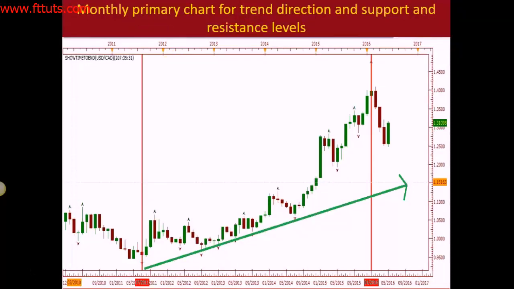So here you can see a primary monthly chart for a trend direction and support and resistance levels. So here's your monthly chart, and you can see you set up your support and resistance levels. Nice little trend line there, but basically we're not looking at that. We're just looking at the primary trend on a monthly time frame.